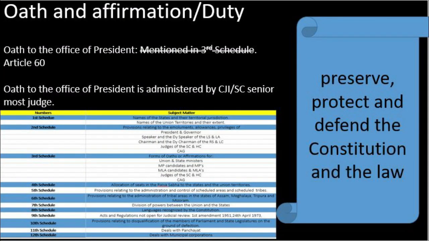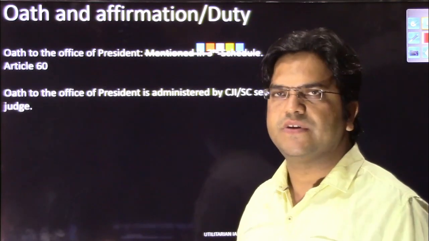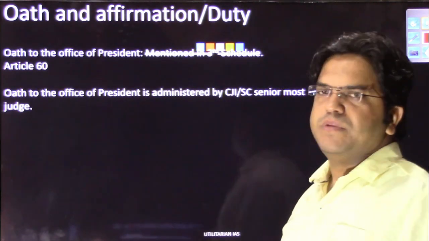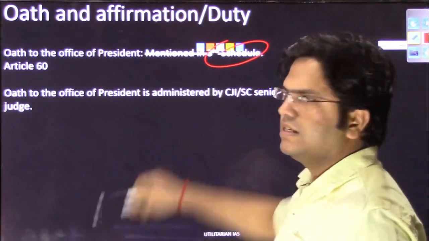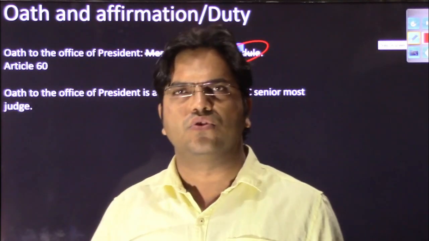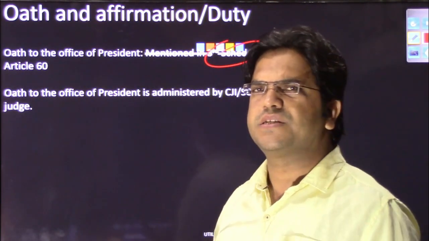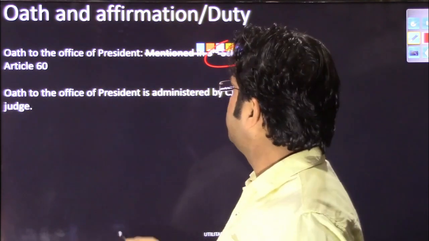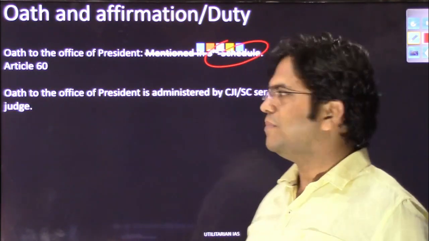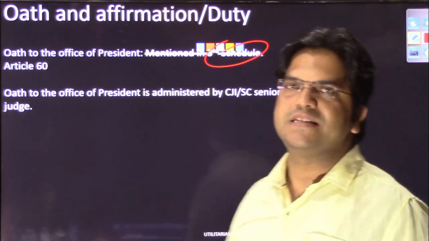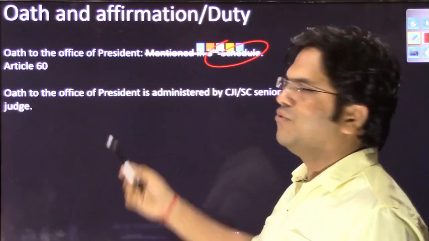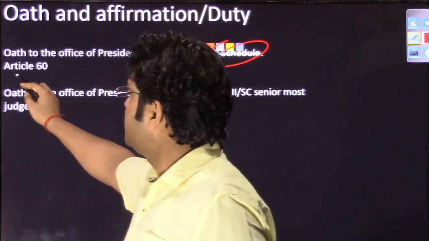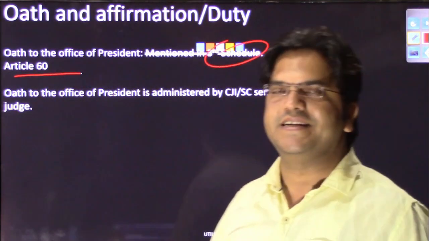Then oath and affirmation. Along with oaths and affirmation, we may claim it as duty as well. So the oath and affirmation of the president is not mentioned in Schedule 3, although the oaths of Union ministers, council of ministers and MLAs are mentioned there. The oath of the president has been mentioned expressly in Article 60 itself.